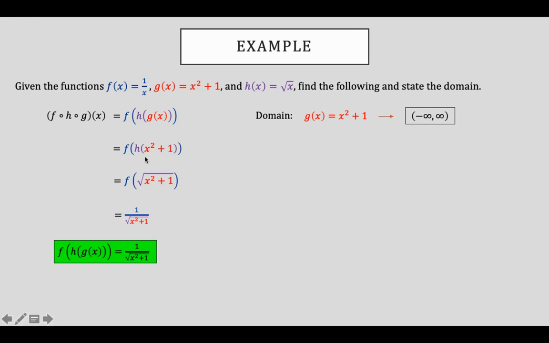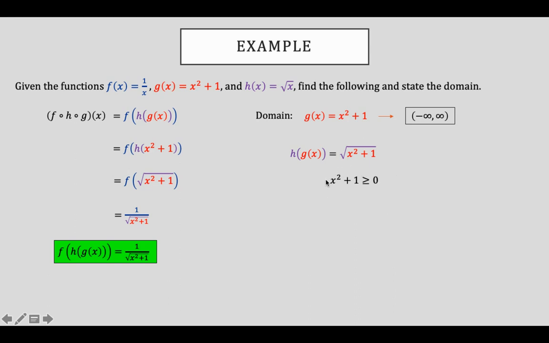Then we need to look at the domain of the composition h of g of x. That is root x squared plus 1. Well, we know because we have a radical, x squared plus 1 must be greater than or equal to 0. Again, we talked about this before. What happens if you square a number and then add 1? Well, that value is always going to be greater than or equal to 0.